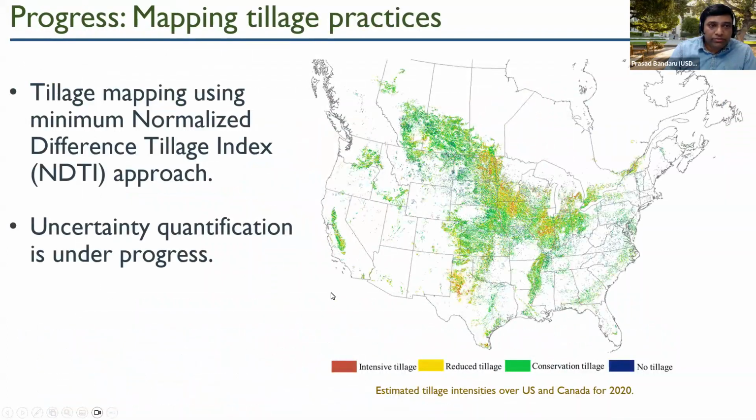Firstly, we are trying to map the tillage practices across the US and Canada. In addition to the US, we are extending to Canada in the current project. We mapped the tillage practices using Landsat and Sentinel data together at 30-meter resolution for 4 years, 2017 to 2021. Here I'm showing just the 2020 tillage estimates, and currently we are working to validate this product.